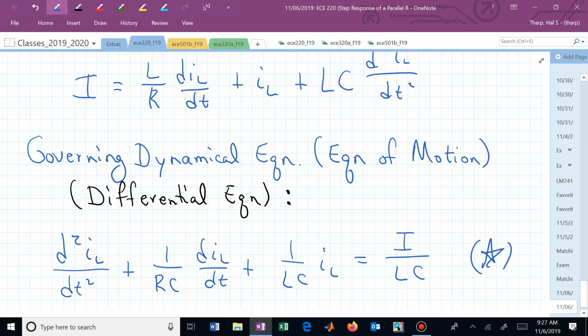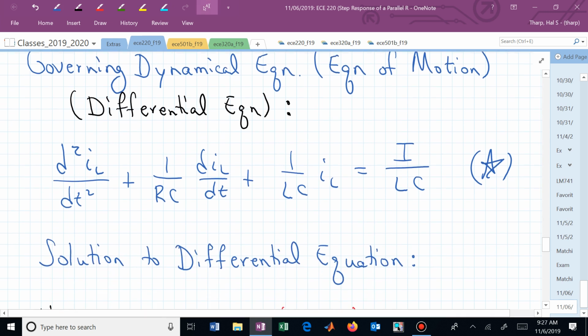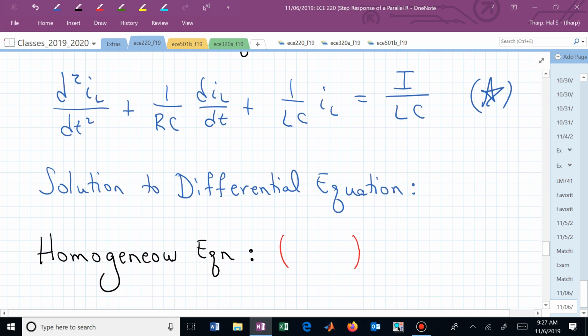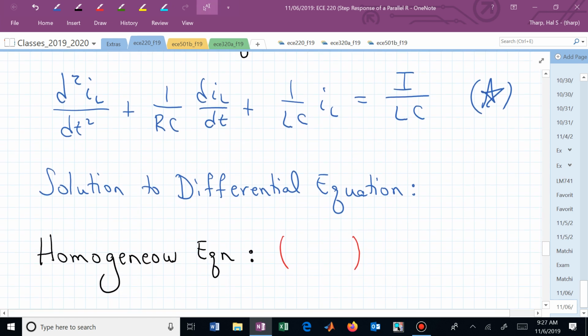Now we want to solve this differential equation. Second order differential equation. Let's just step it through like we would in a math class. Let's break this solution into two pieces. Its homogeneous solution, which we've already been doing with the natural response. That's the homogeneous, and we'll look at the particular solution. We'll add them together to get the total or complete solution. So we're doing the solution to this differential equation.